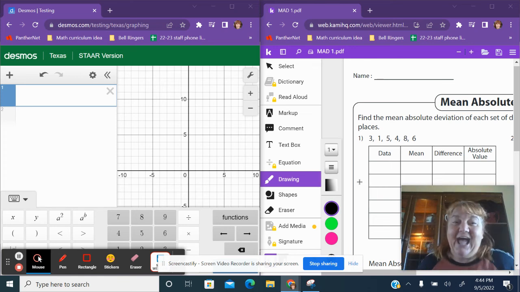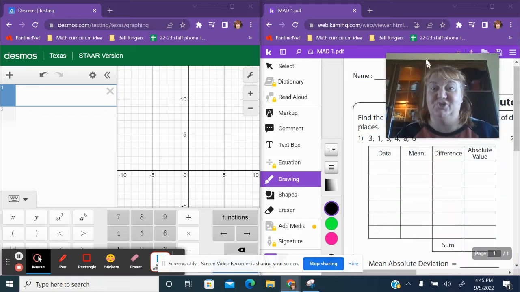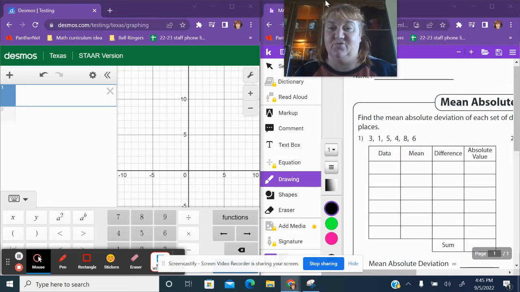Okay, hi guys. I want to show you some shortcuts with finding mean and median in Desmos, and then how to do the MAD in Desmos. So, again, if I'm going too fast, pause the video and really learn this because you can learn this. I'm going to put me up here in this corner.